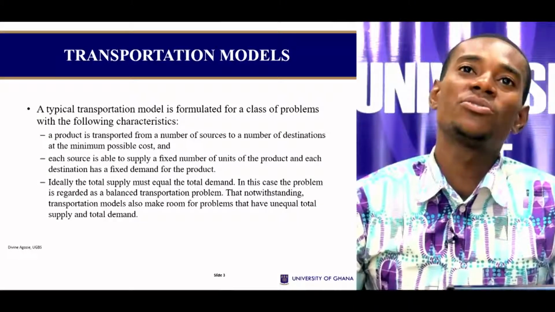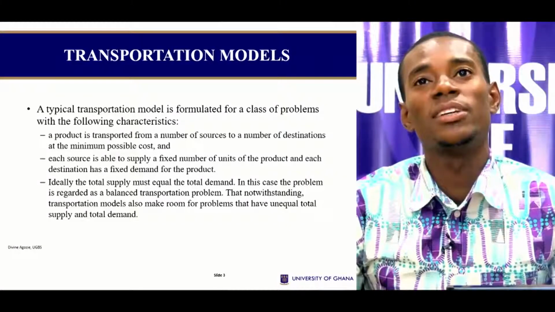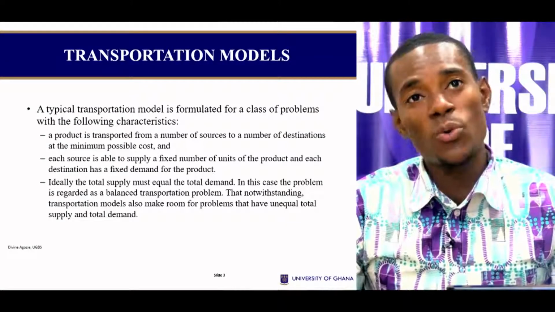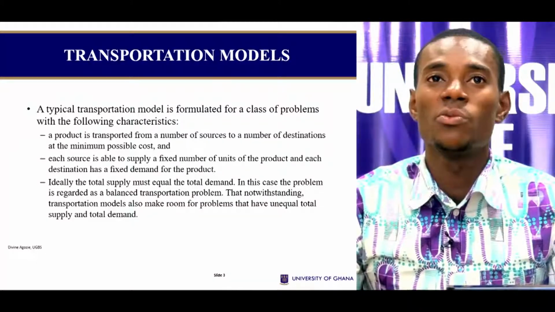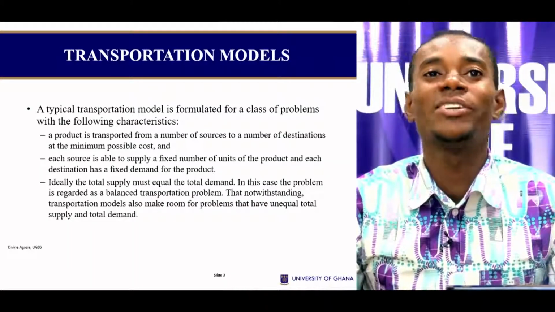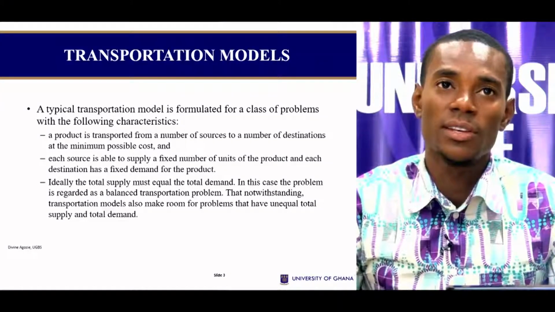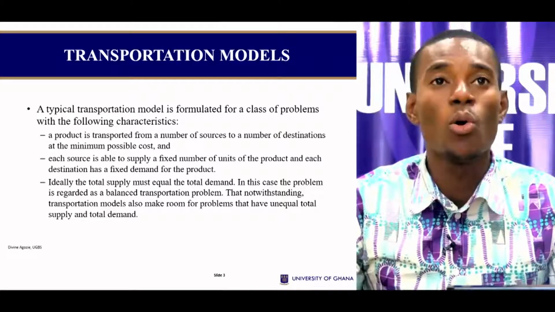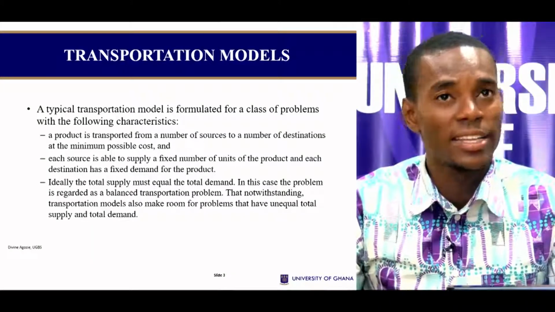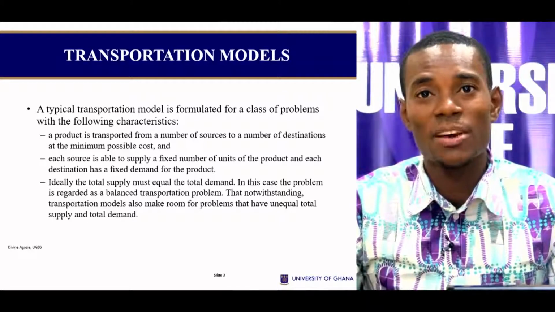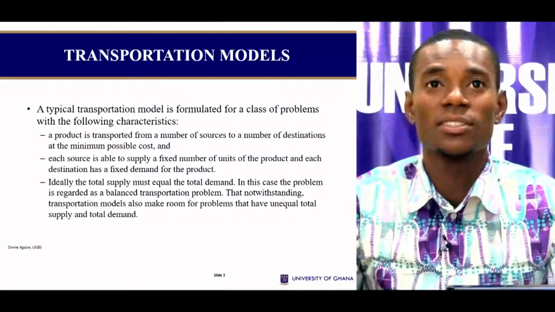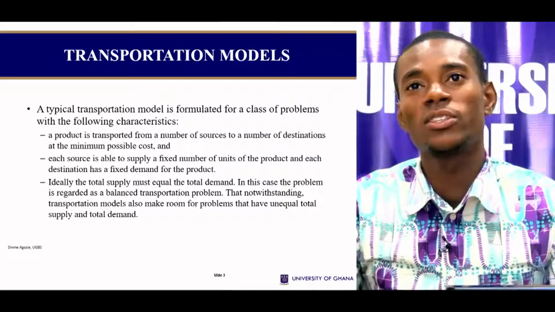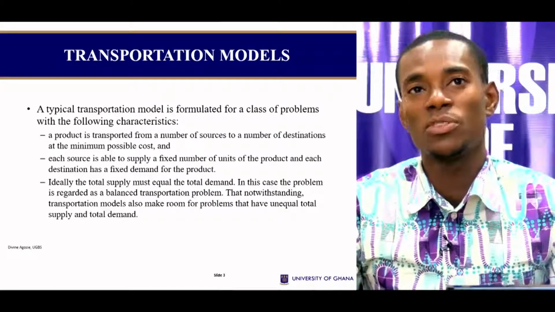A typical transportation model is formulated for a class of problems with the following characteristics. Before we can use this technique, we want to look at some conditions preceding how we use it. A product is transported. For now, we are looking at single products, not multiple products. You produce an item and you want to transport that same item from multiple warehouses to multiple destinations, but not multiple items. A product is transported from a number of sources to a number of destinations at a minimum possible cost.